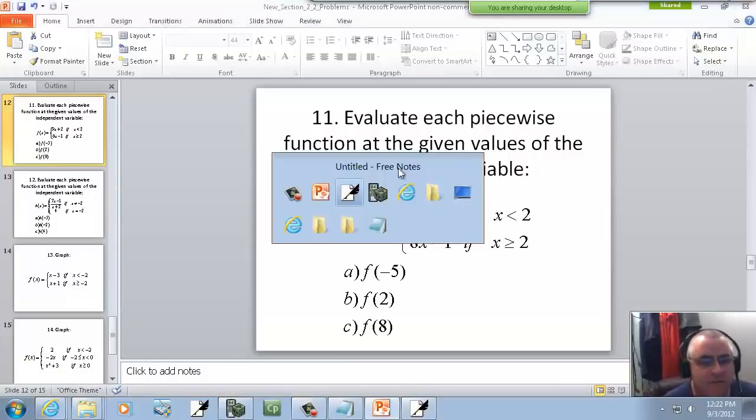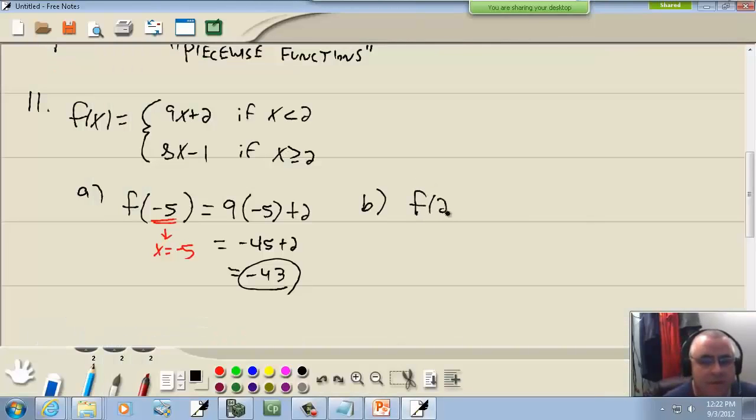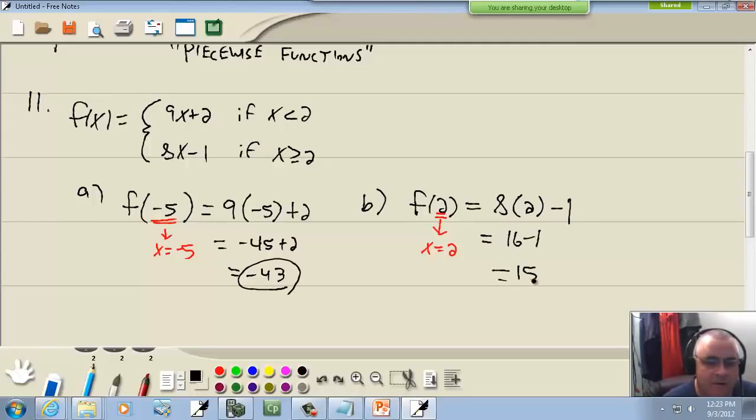B is f of 2. Now again, whatever number's inside the parentheses is our x, so they're telling us x is 2. And we're going to look up here at our conditions, and you're trying to see where it falls. Is 2 less than 2, or is 2 greater than or equal to 2? Well, it's not greater than, but it is equal to 2, so it's going to fall into our second piece. So that's where I'm going to evaluate it. So I put the 2 into the 8x minus 1. And that gives us 16 minus 1, or 15.